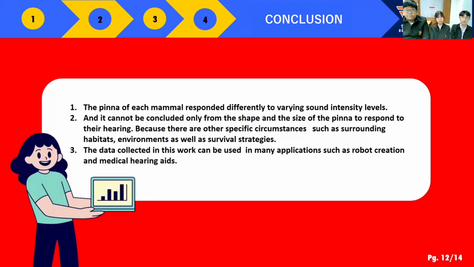Finally, here are my conclusions. The pinna of each mammal responded differently to varying sound intensity level, and it cannot be concluded only from the shape and the size of the pinna how they respond in hearing, because there are other specific circumstances such as surrounding habitat, environment, as well as survival strategies. The data collected in this work can be used in many applications, such as robot creation and medical hearing aids.